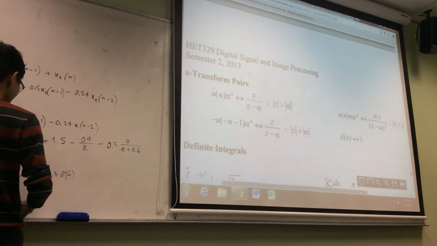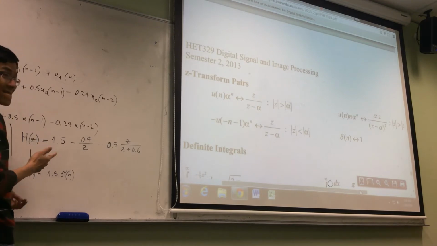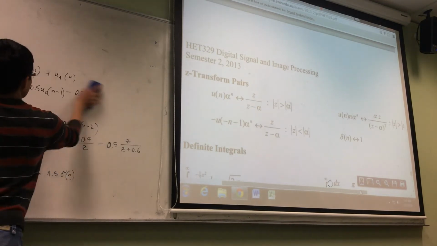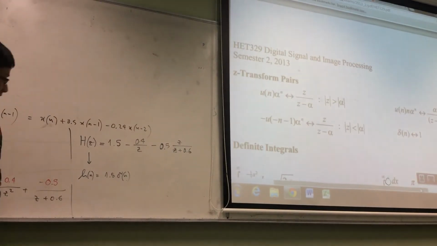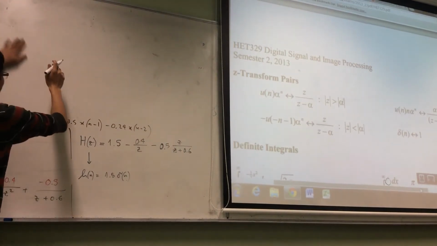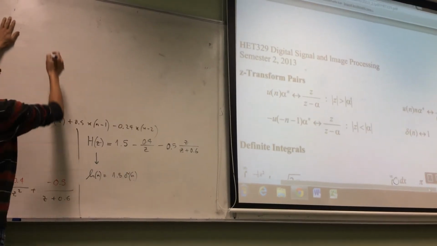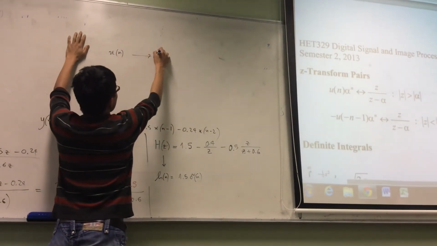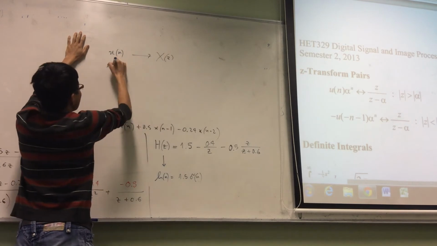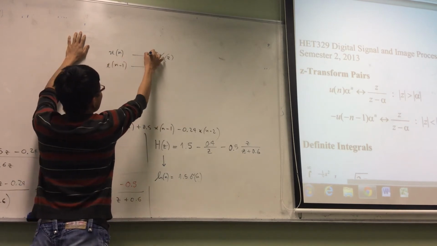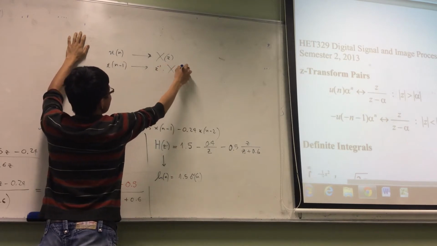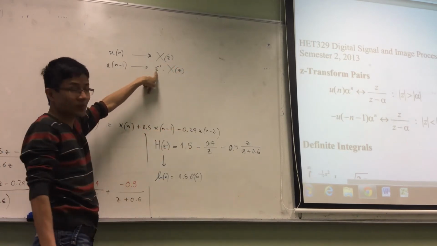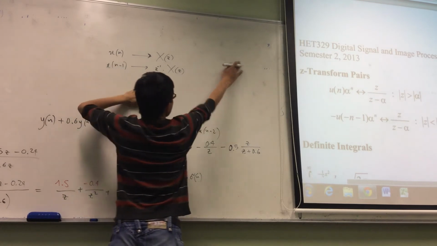You need to use properties here. It's a bit tricky now. Remember the shifting properties? If you have X(z), then x at n minus 1 becomes z to the minus 1 times X(z). So whenever it's shifted by 1, you multiply by z to the minus 1. So again, you can do a similar thing.